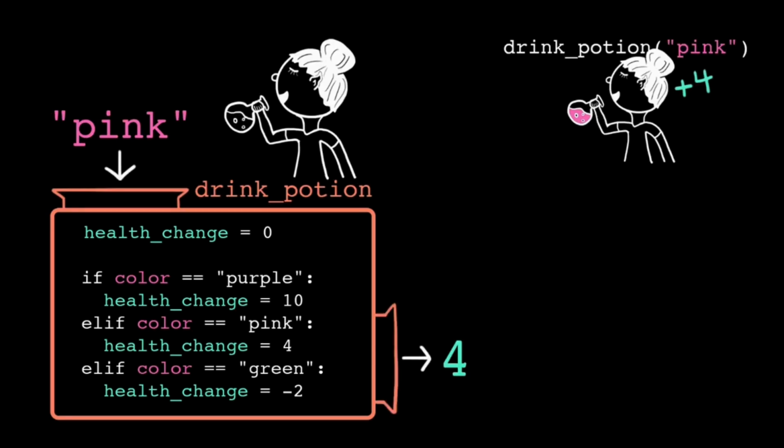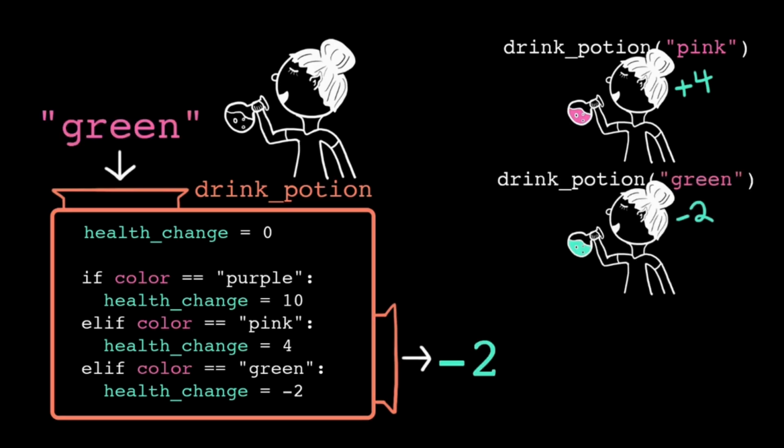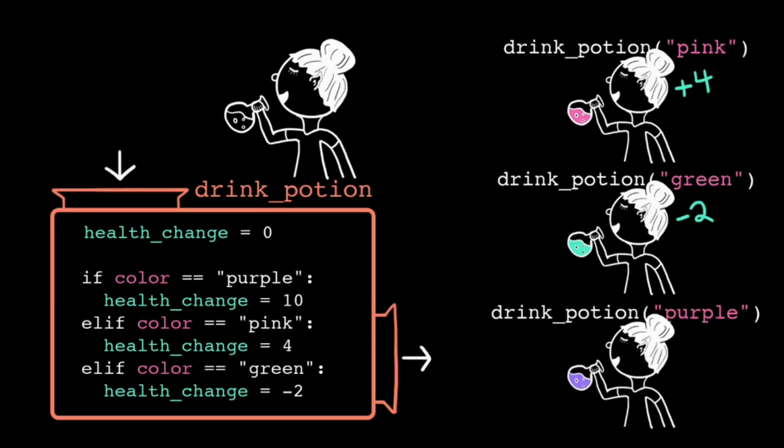The input values allow us to generalize the function's task, so it can round any number to any number of decimal points, or drink a potion of any color. Each time we call the function, we can pass in different input values. The function call expression then evaluates down to whatever output value the function returns.